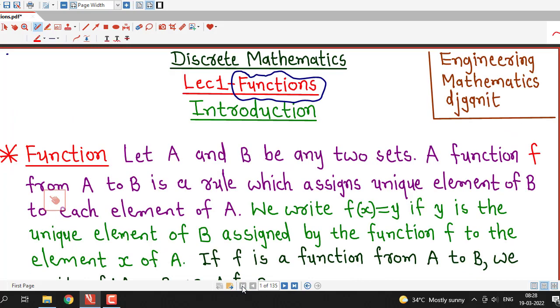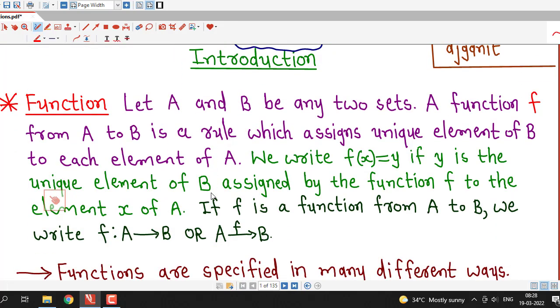So I have written all these things systematically here. First we have written the definition of function. Let A and B be any two sets. A function f from A to B is a rule or relation which assigns a unique element of B to each element of A. If y is the image of x, we will write f(x) = y.